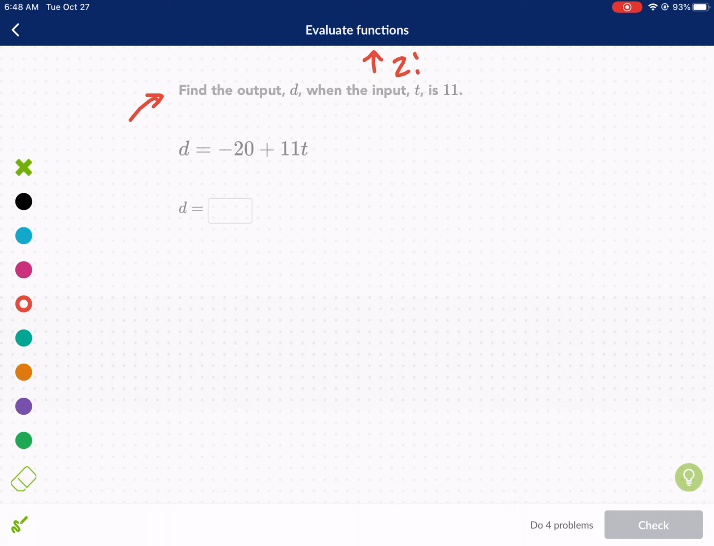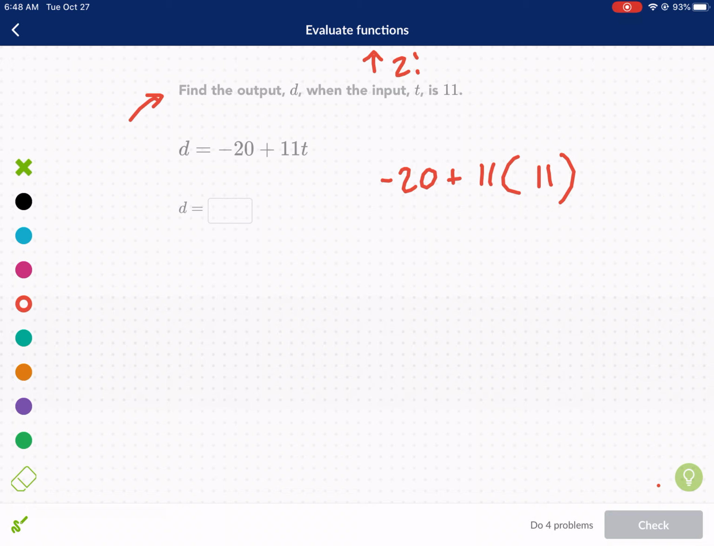For example, for this one, you say, find the output D when the input T is 11. So all we need to do is put negative 20 plus 11 times 11. This is almost the exact same thing we did in the last video. If you want to check that out, be sure to give me some views. But it's just written differently.